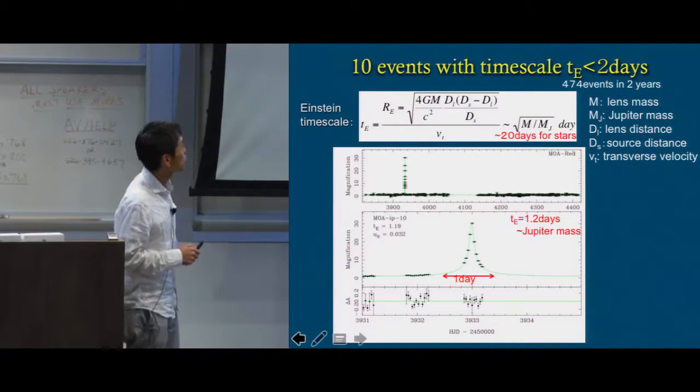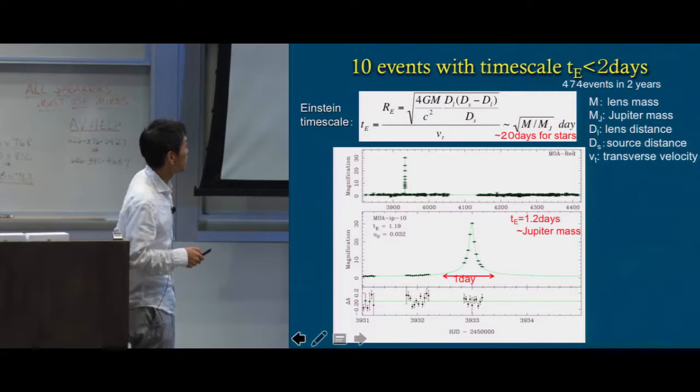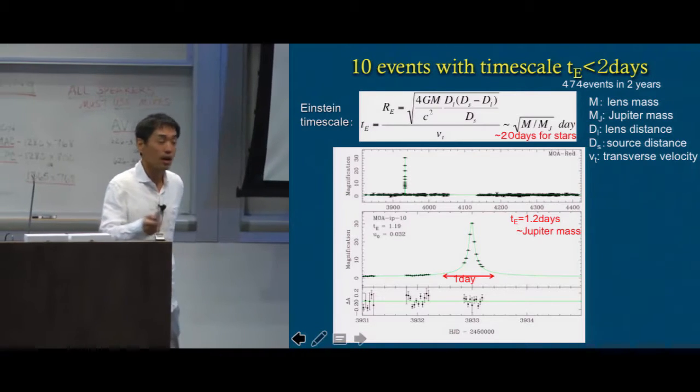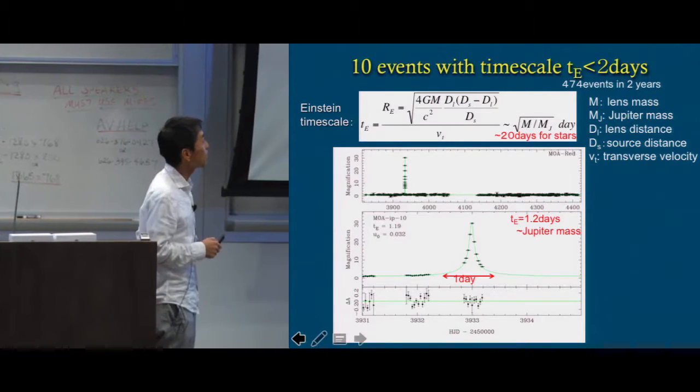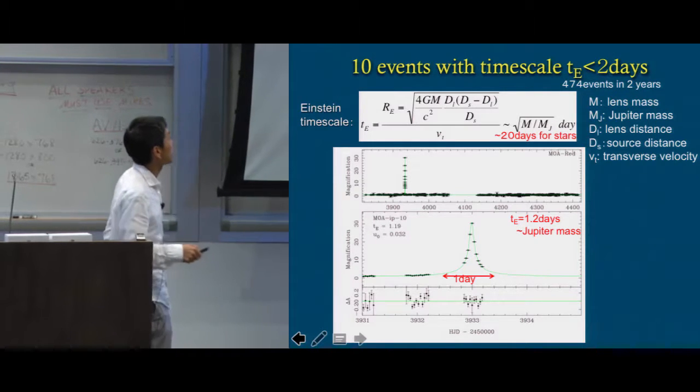So this is proportional to the square root of the mass of the lens, and this is typically about 20 days for regular stars. And it can be 1 day for a Jupiter mass lensing object. Here is one example.